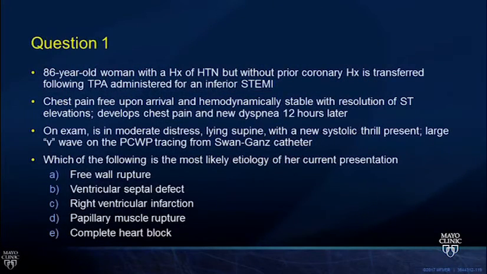Let's go back to the questions about this 86-year-old who became unstable lying supine. And what is the diagnosis? Free wall rupture, VSD, right ventricular infarction, papillary muscle rupture, complete heart block.